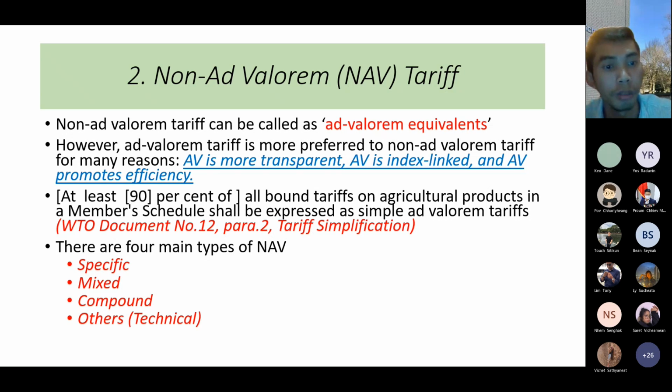And there are 4 main types of non-AV tariff. AV is only one type, ad valorem, where you only calculate the percentage with the actual price. The others are based on weight, volume, pair, or kilogram, and fall into 4 main types. The first one is specific, the second is mixed, the third is compound, and the last one is others, or what we call technical. Very complicated. Go with me slowly, one by one, and then you will understand.